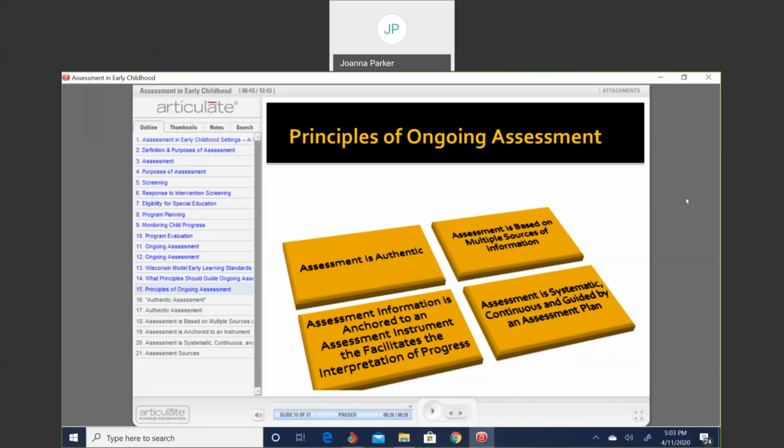And then in terms of assessment as systematic, continuous, and guided by an assessment plan, that means you need to have a plan in place about how you're going to do assessment because your days are very busy. So you want to think about how often you are doing observations. How are you taking notes? How are you recording your documentation?